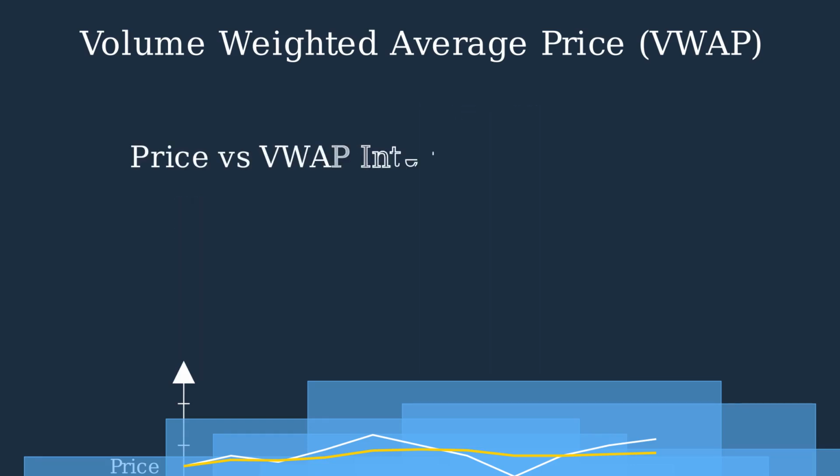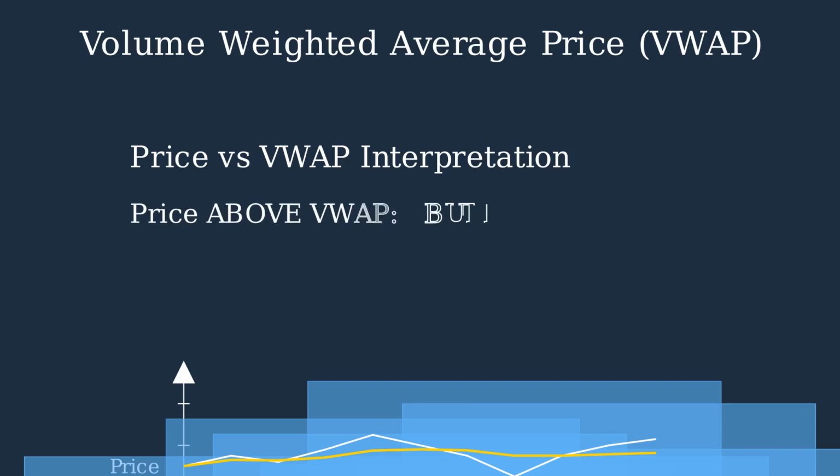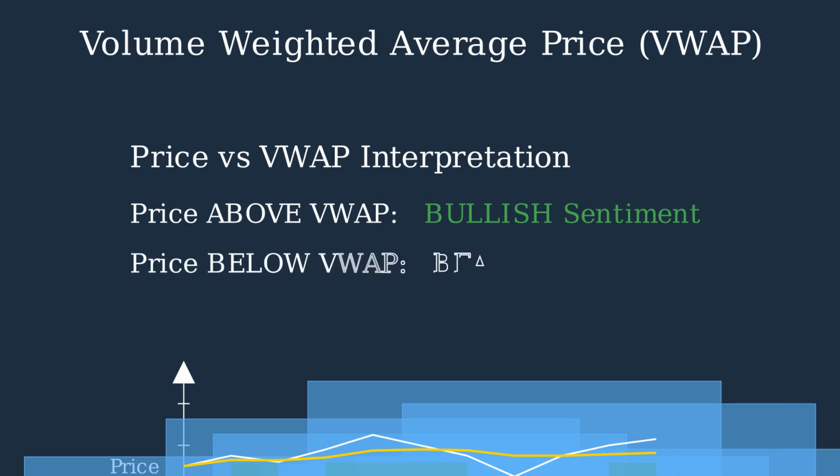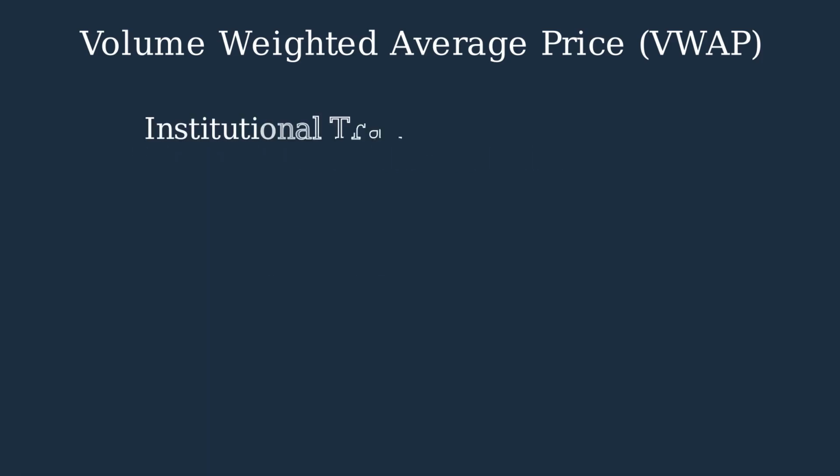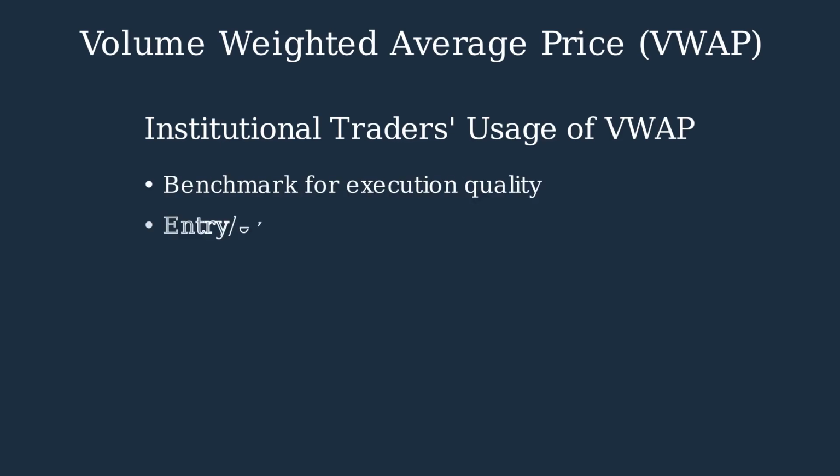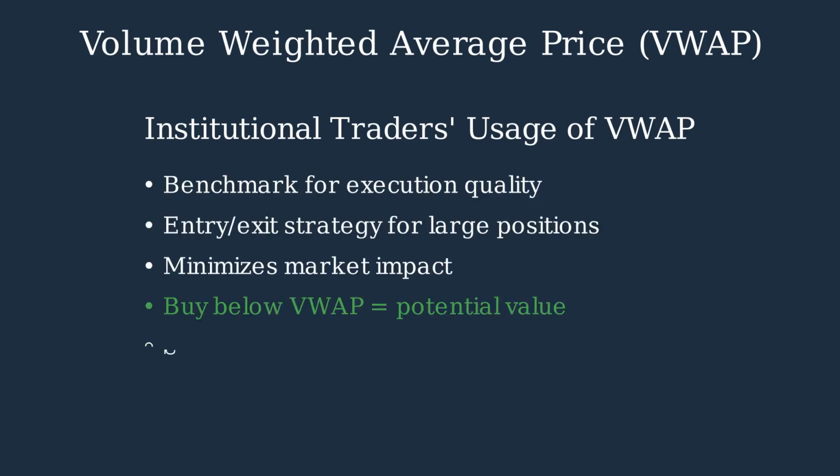How do we interpret the relationship between price and VWAP? When price moves above VWAP, it indicates bullish sentiment in the market. Conversely, when price trades below VWAP, it suggests bearish sentiment, indicating selling pressure is dominating. Institutional traders heavily rely on VWAP to determine optimal entry and exit points for large positions. It serves as a crucial benchmark for execution quality.